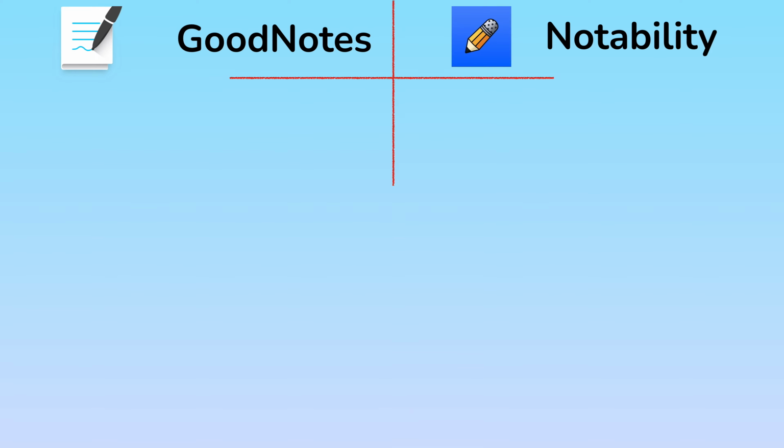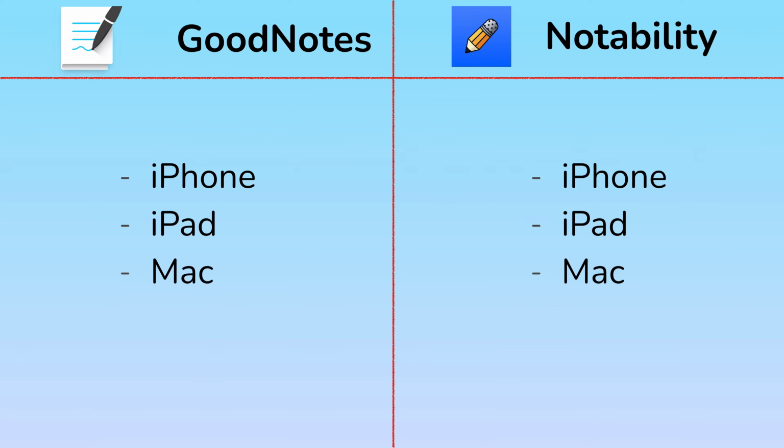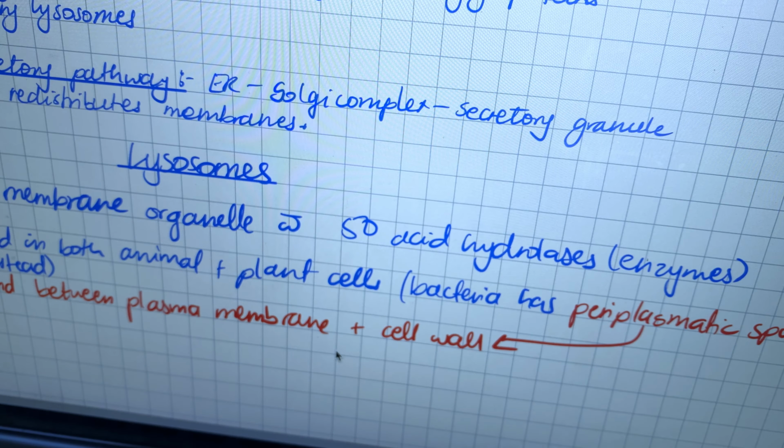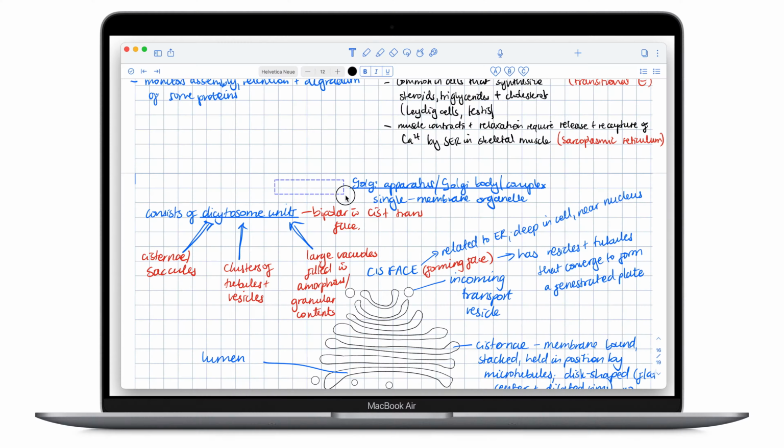Notability and GoodNotes are available on the iPhone, iPad, and Mac. Unfortunately, it doesn't appear there are plans to develop Windows or Android versions for either app at this time. If you're in the Apple ecosystem, you can use either app to sync your documents and continue working on them on any device.